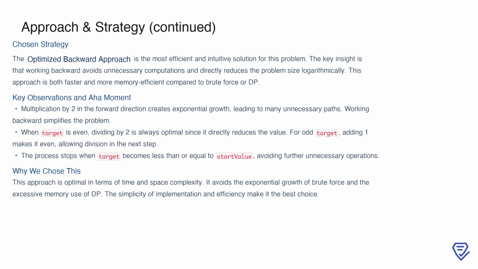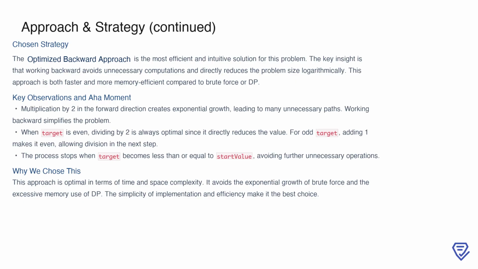One of the critical observations is how multiplication by 2 in the forward direction causes exponential growth, creating many unnecessary paths. However, working backward simplifies the problem by focusing on just 2 operations: dividing by 2 when the target is even, and adding 1 to make it even when it's odd. This ensures that each step is optimal and directly contributes to reducing the problem size.